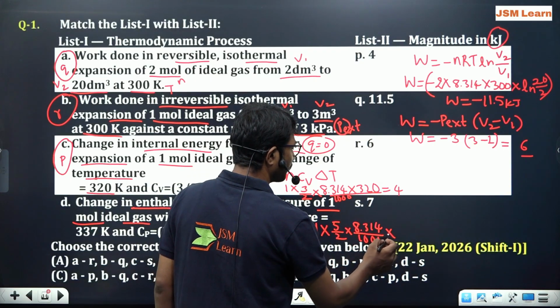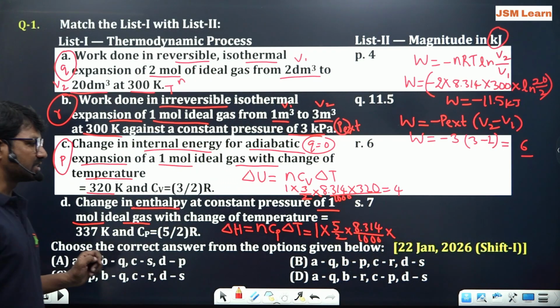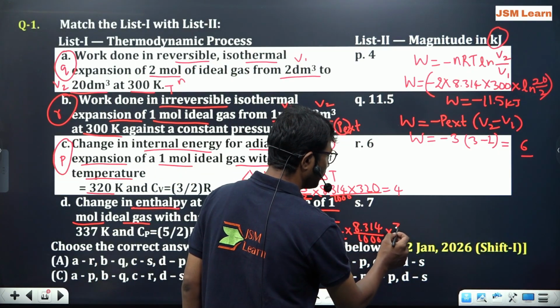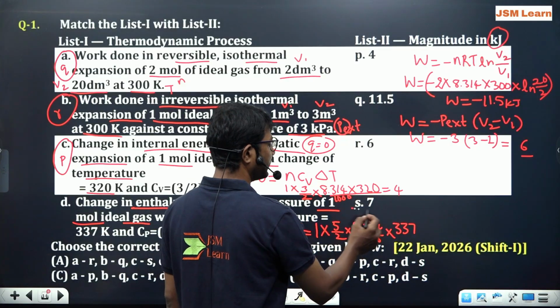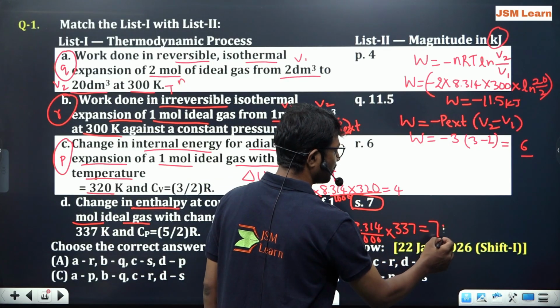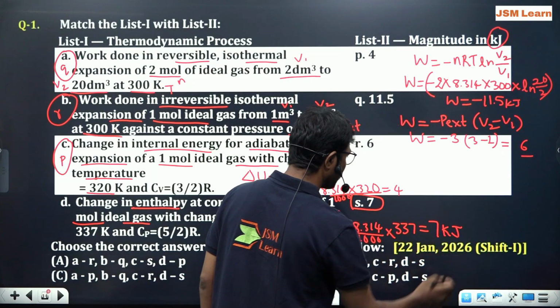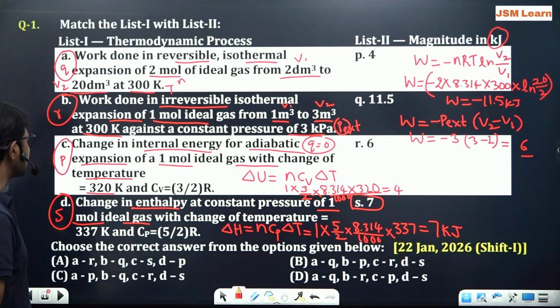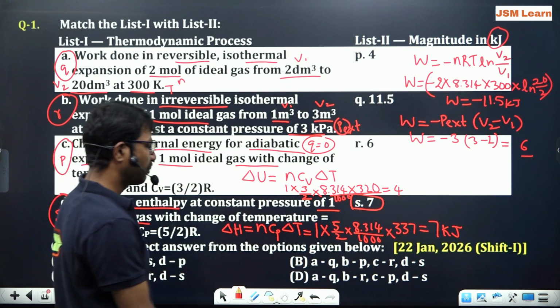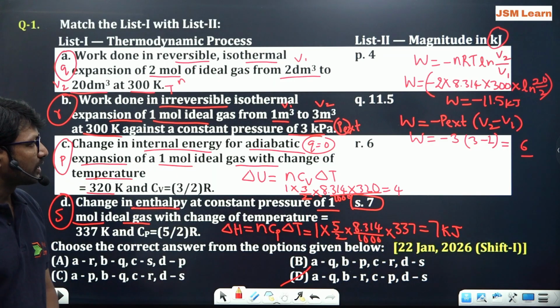So Cp value and delta T is 337. On simplification of this value, you will get the answer as 7 kilojoules. That means here D is matching with S. So let us see: Q, R, P, S. Here option D is the correct one. So like this you can solve the question.